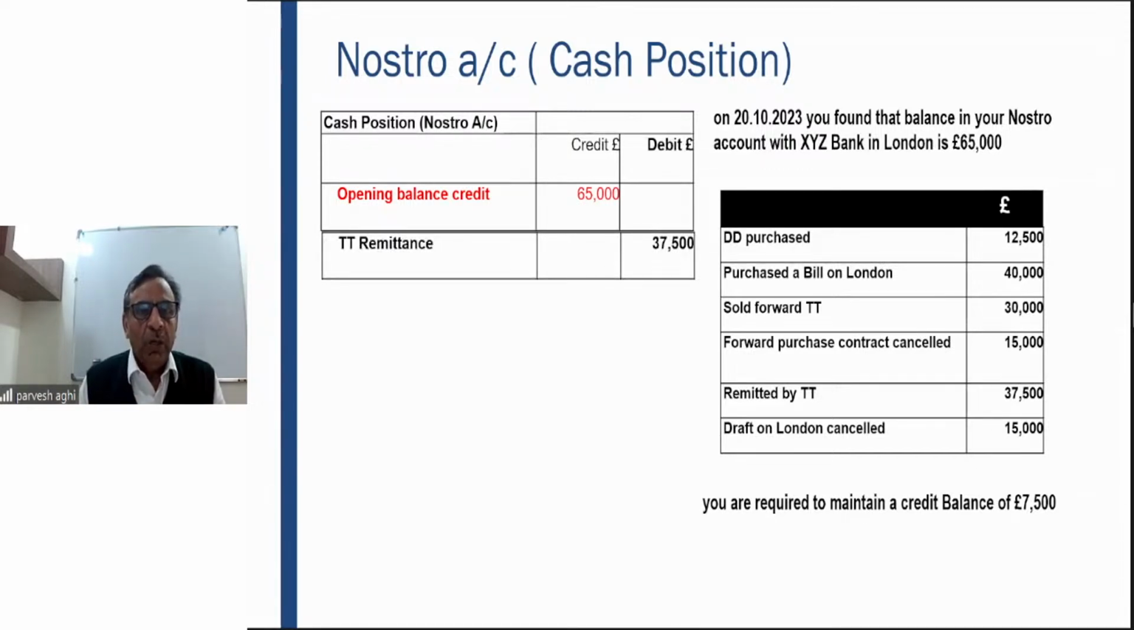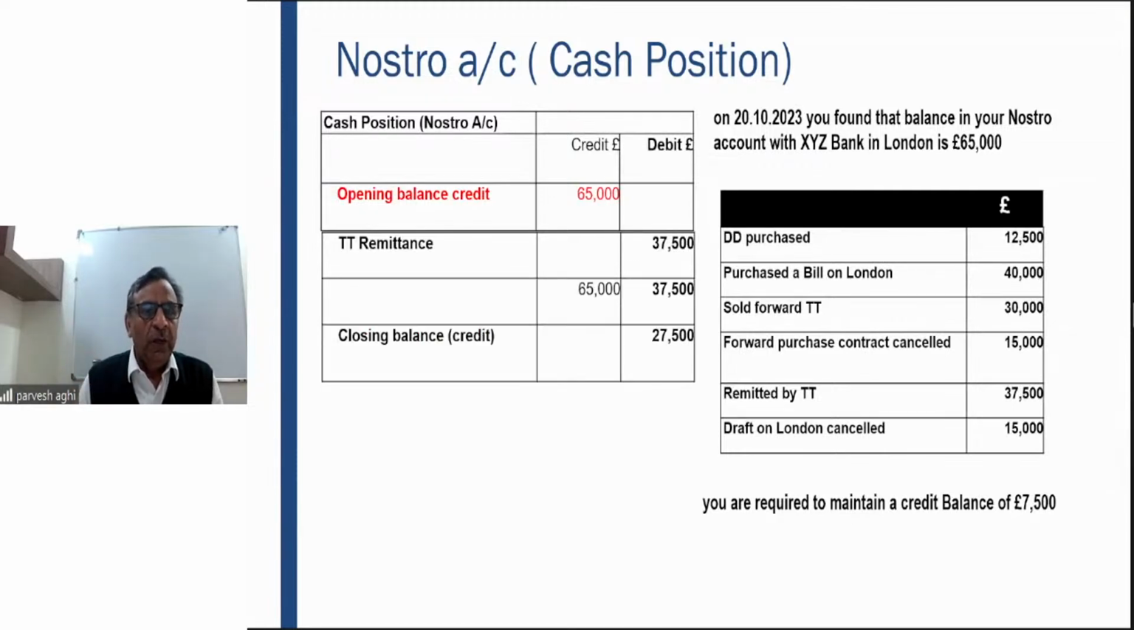Now, if you look at all the transactions, there is only one transaction which is going to affect the cash position immediately. The rest of the transactions are either forward in nature, only get matured when they are going to hit your account so far. So that means you just close your position. You had an opening balance of 65,000. You gave a TT. So your balance came down to 27,500, but you are required to maintain a credit balance of 7,500. So you have a higher credit balance.